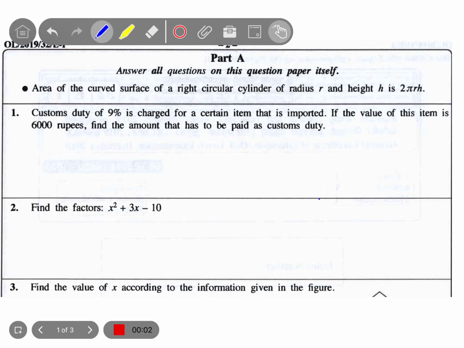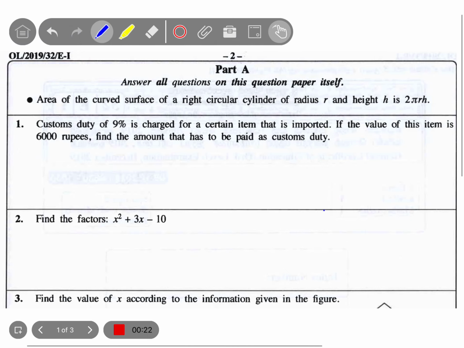First question. Customs duty of 9% is charged for a certain item that is imported. If the value of this item is 6,000 rupees, find the amount that has to be paid as customs duty. Pretty simple question. This is related to percentages, right? So how do we approach this question?